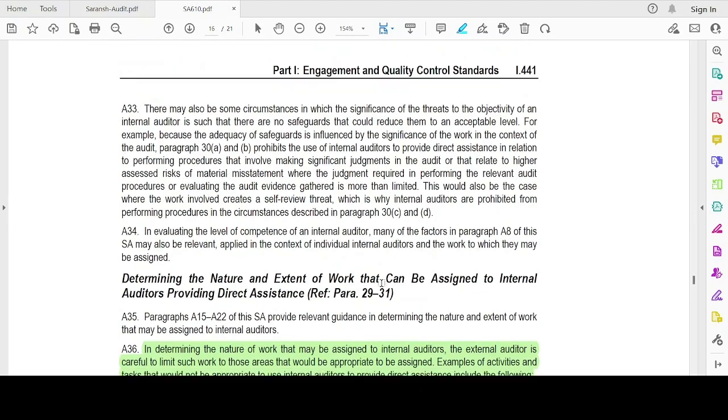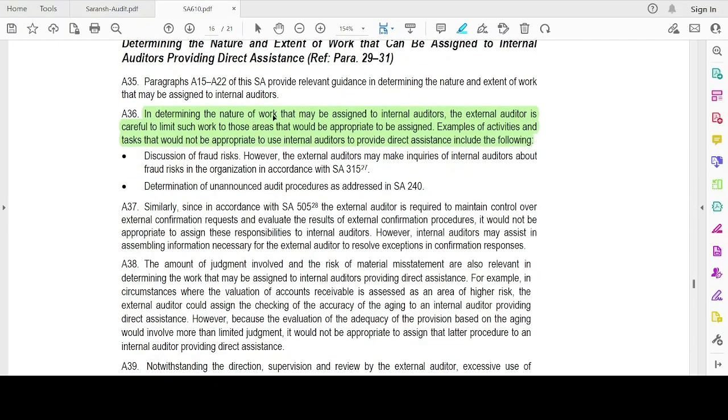Now, the external auditor is careful to limit such work to those areas that would be appropriate to assign. For example, tasks for which it is appropriate to use internal auditors to provide direct assistance. Tasks that will not be appropriate, for example, discussion of significant risk, because significant risk includes fraud risk, right? Determination of unannounced audit procedures as addressed in SA 240 relating to fraud.